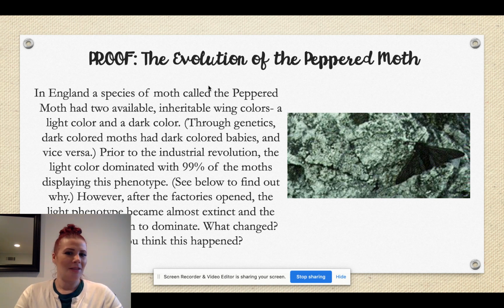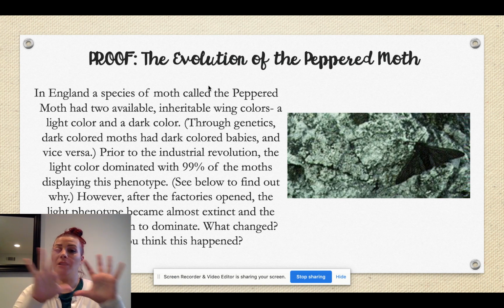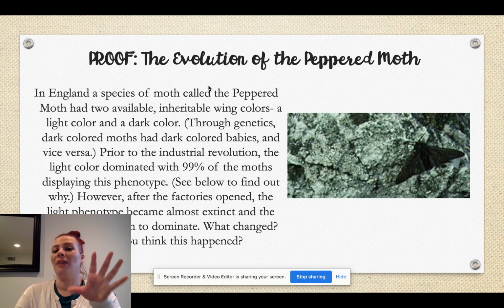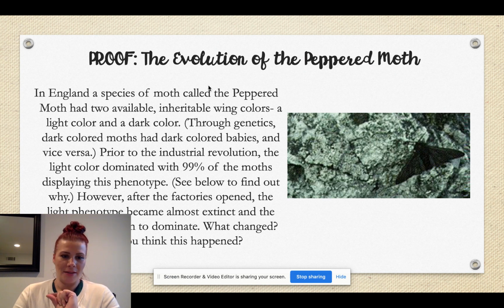In England, a species of moth called the peppered moth had two available inheritable wing colors. Basically, there are two different alleles for wing colors, right? You could have the light wings or the dark wings. And obviously through genetics, dark colored moths had moth children with dark colored wings as well. Prior to the Industrial Revolution, the light color dominated with 99% of the moths displaying this phenotype. Now, once these factories opened, the light phenotype became almost extinct. We barely saw it, and the dark phenotype began to dominate.